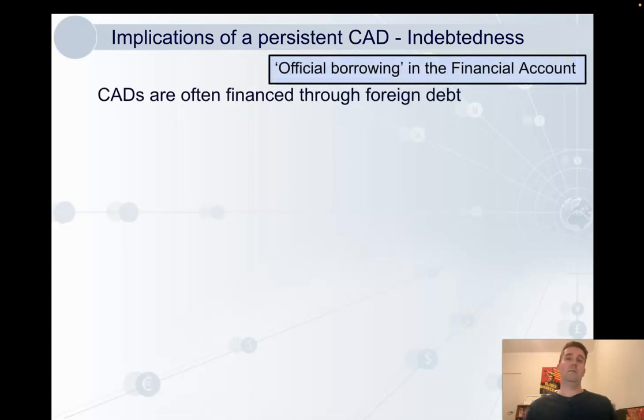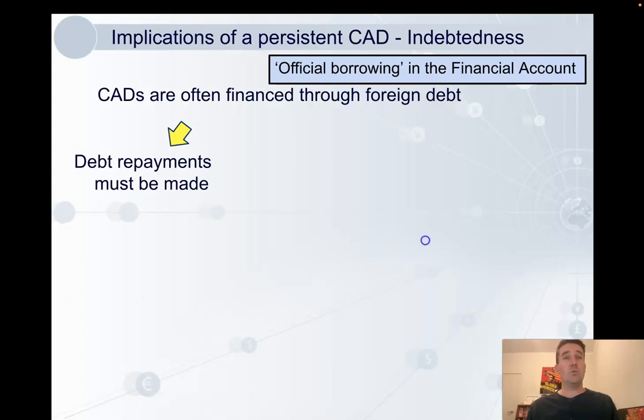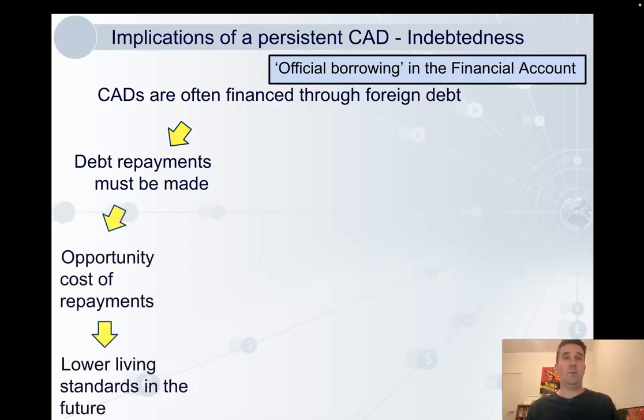Another way that countries balance their balance of payments is by getting official borrowing in the financial account to make up. So we get that surplus in the financial account to make up for the deficit in the current account. So we get that foreign debt. There are consequences of this as well. Repayments have to be made, of course. That represents an opportunity cost for government spending which could improve the lives of people in the economy. So that can't happen.